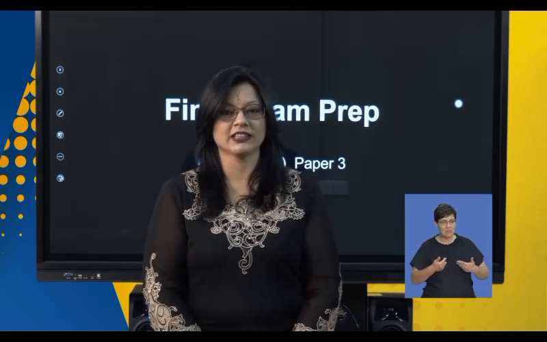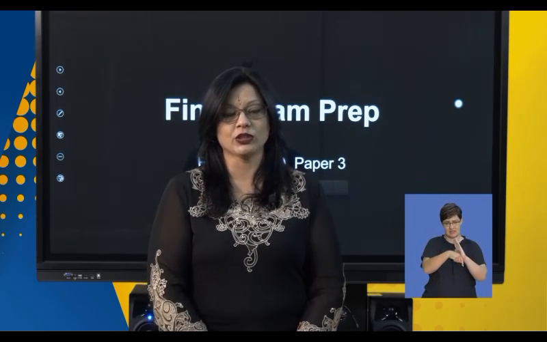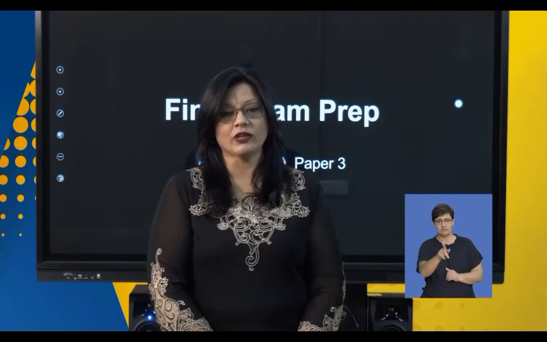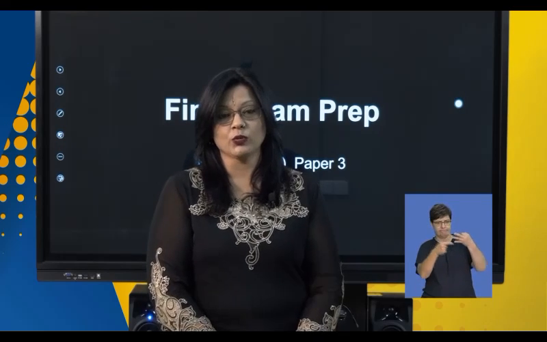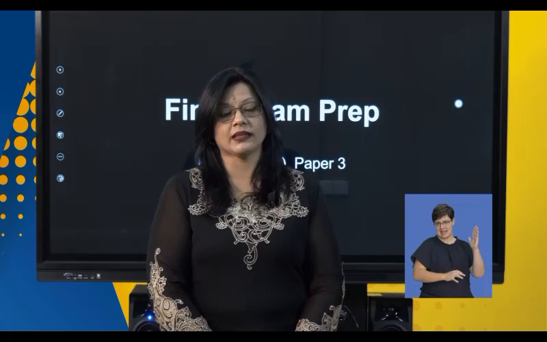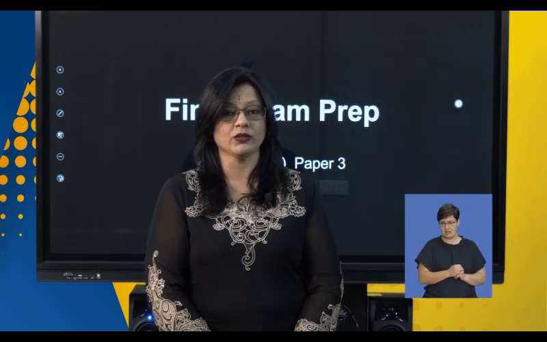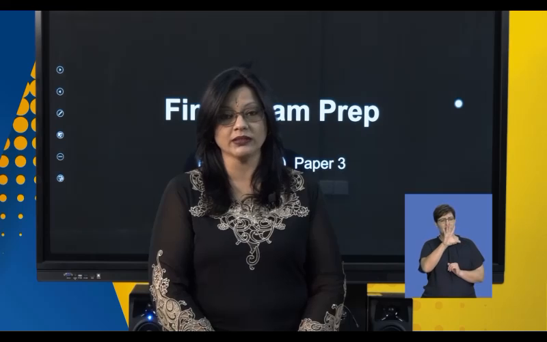Thank you, Looney. Welcome, guys, to the English First Additional Language Paper 3. Today, we're going to go into Paper 3 in terms of the content, and we're first going to start off with the structure of Paper 3. Your English First Additional Language Paper 3 consists of three sections. We start off with section A, which is your essay writing, which is 50 marks, and you are required to write an essay of 250 to 300 words.